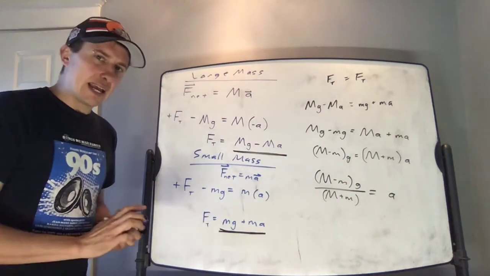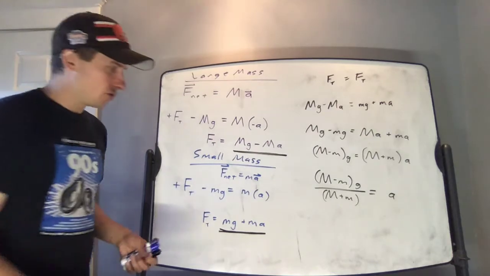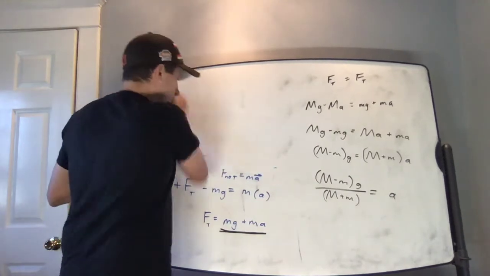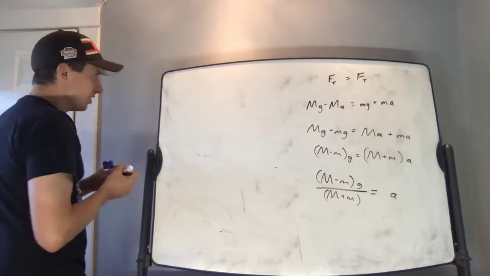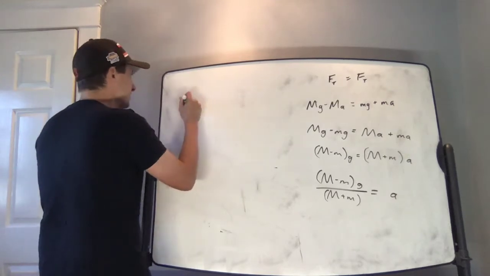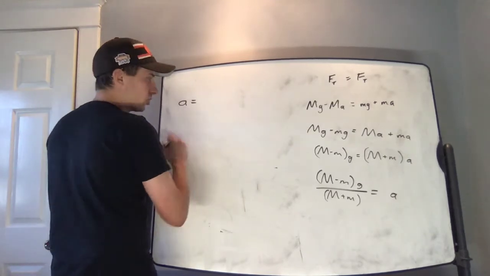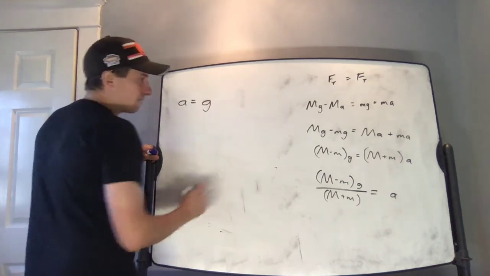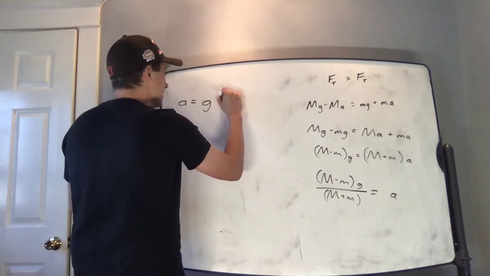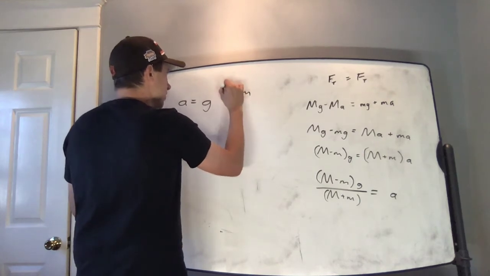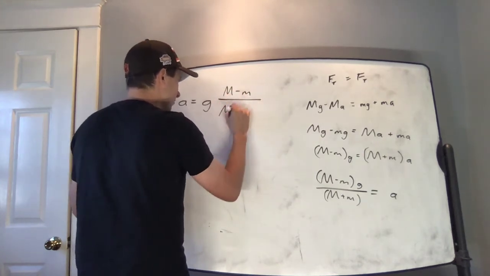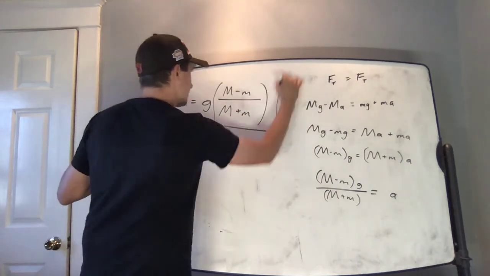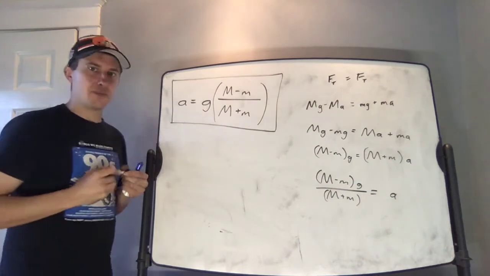And at this point, I am basically done with what I'm trying to do. I'm just going to write this in a bit neater form. The acceleration of the masses is equal to g, which is the acceleration due to gravity, times big M minus little m over big M plus little m. So this is the result I got from Atwood's machine.